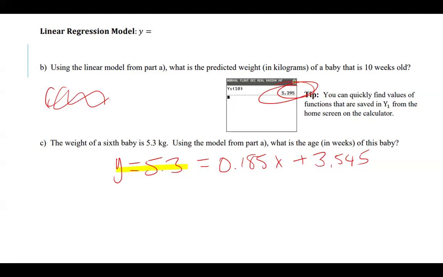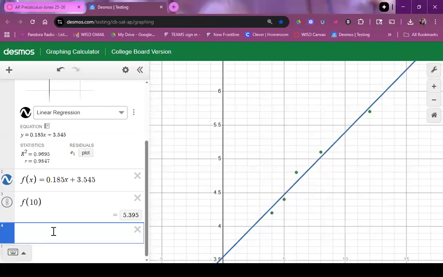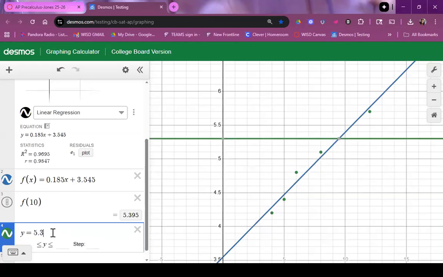If you choose not to do it that way, you choose to use technology because you're like, this is a calculated problem. I'm going to use technology. Then using technology, you're going to put in Y equals 5.3. And you're going to find its intersection. And where does Y equal 5.3? Well, it equals, I can't see from here, 9.48 something. We're going to say 9.4.